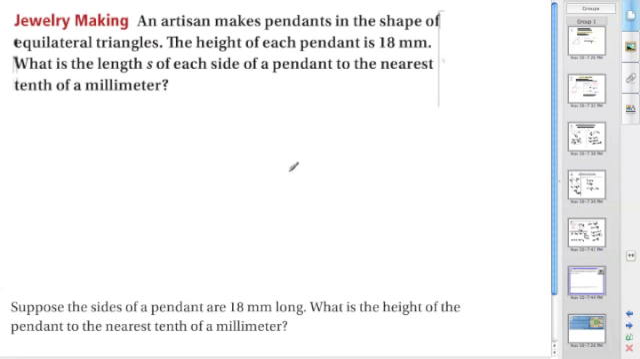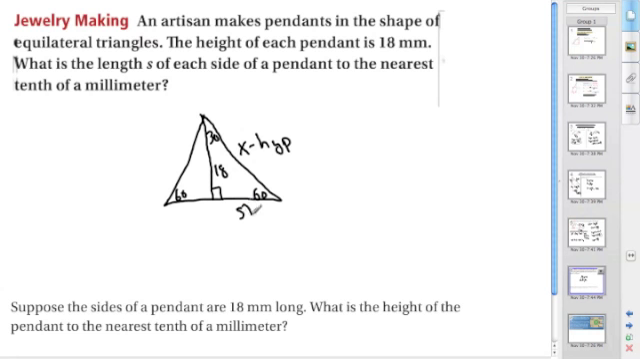Here, it's a word problem with a pendant. So we have to draw the triangle and draw the height, which is 18. And they want to find x. And if it's equilateral, we know this is 60, this is 60, this is 90, this is 30. So we have 30, 60, 90. Second step, label. We have the hypotenuse, we have the short, and we have the long.